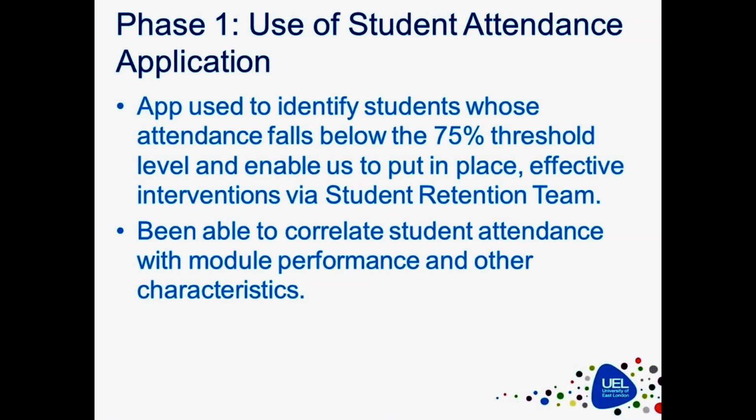What we started to look at as well is to correlate student attendance performance with module performance. One thing we noticed quite quickly was that it wasn't quite a linear relationship, but it was a very strong relationship between attendance and module performance, which is exactly what you'd expect. But interestingly, that 75% threshold level was in about the right place to identify those students who are most likely to pass their modules against those that were unlikely to pass their modules.